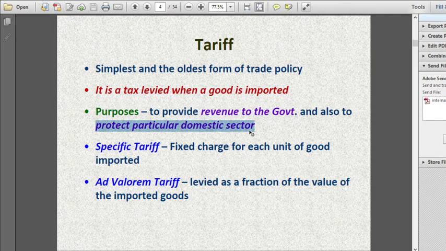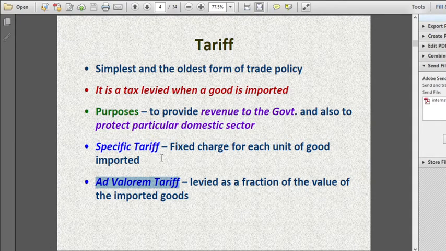Example, no? Kukuha tayo ng Guess product sa United States. Pag pumasok yan dito sa Pilipinas, meron yan tax. At para maprotektahan yung ating local domestic product, kailangan nating maglagay ng tax. So, we have two kinds of tariff. So, we have a specific tariff and ad valorem tariff.